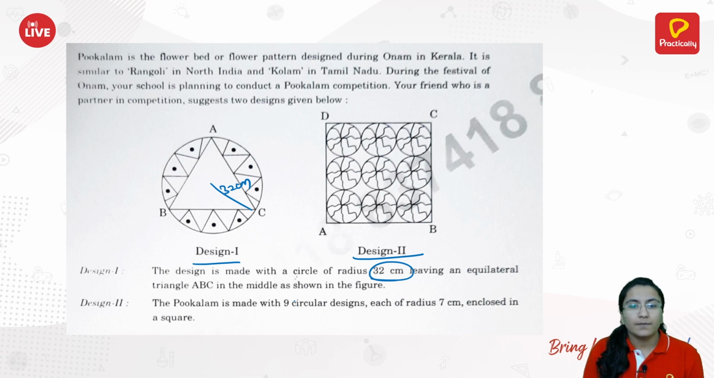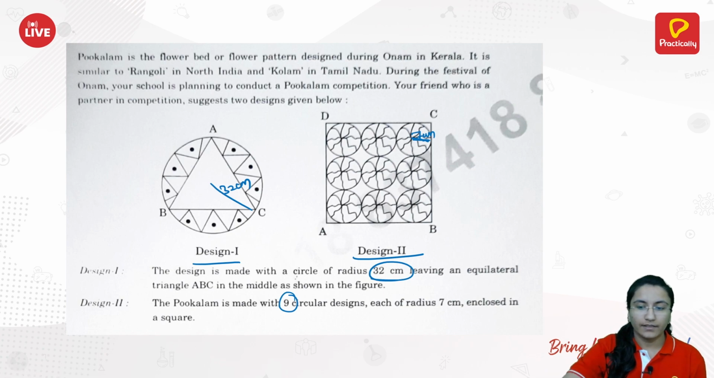The second one is basically made with 9 circular designs, each of radius 7 centimeter, enclosed in a square. So based on that we are supposed to find the solutions.